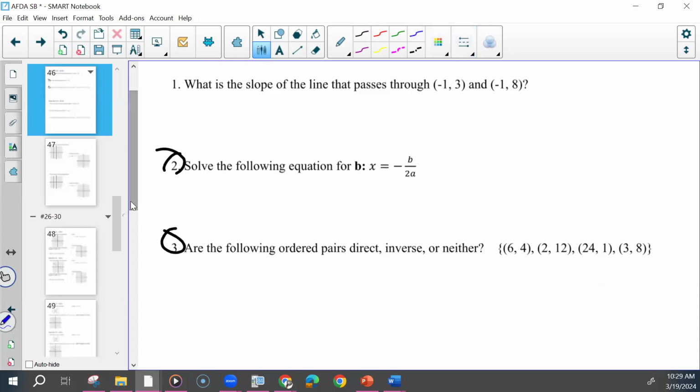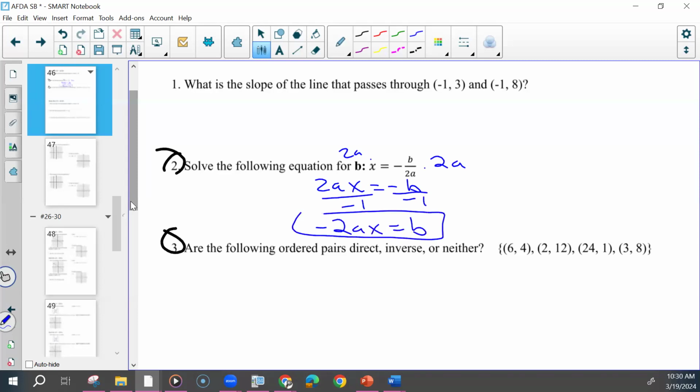All right, for number 2, we are solving this equation for b. So we have to get rid of the 2a. You can make that negative 2a or make it negative b, doesn't matter. If I get rid of 2a, I'm going to multiply it on the other side. We have 2ax equals negative b. Then to get b by itself, divide both sides by -1. We have negative 2ax equals b. Questions there?